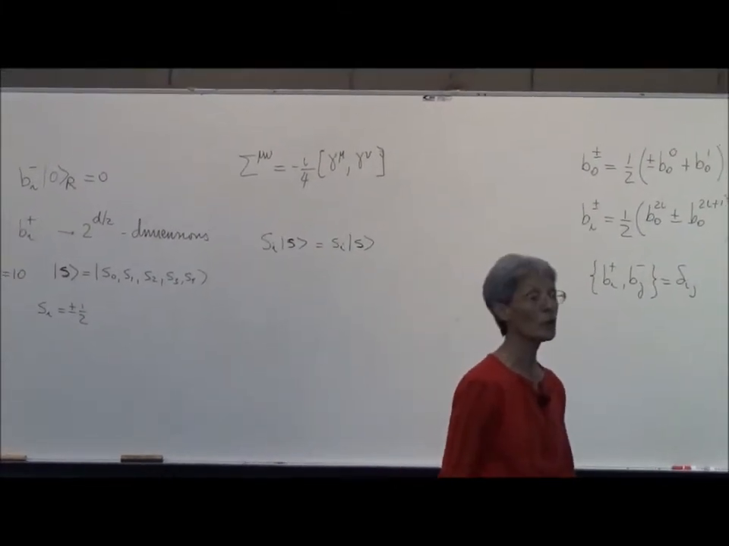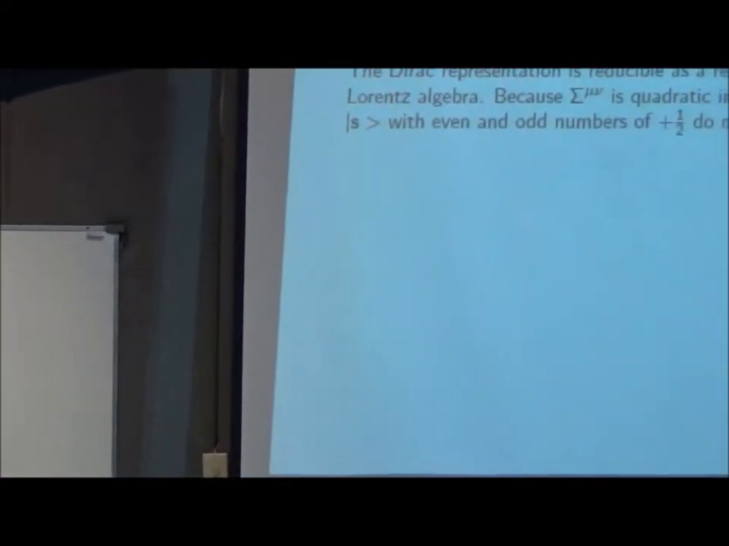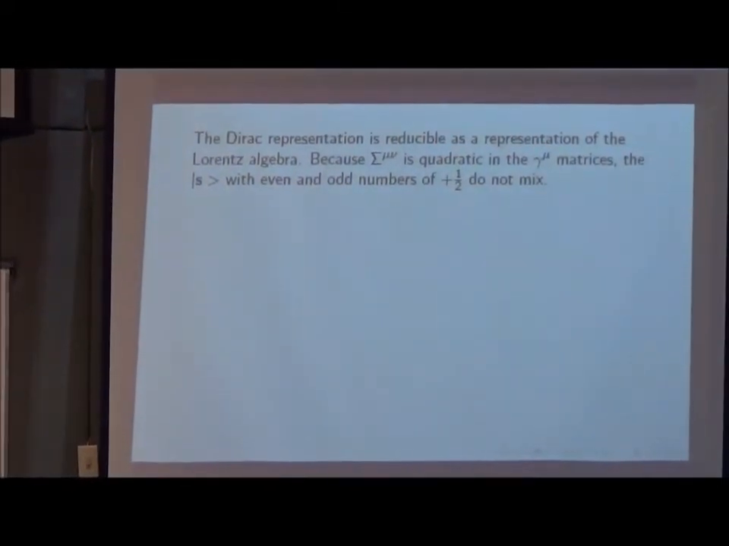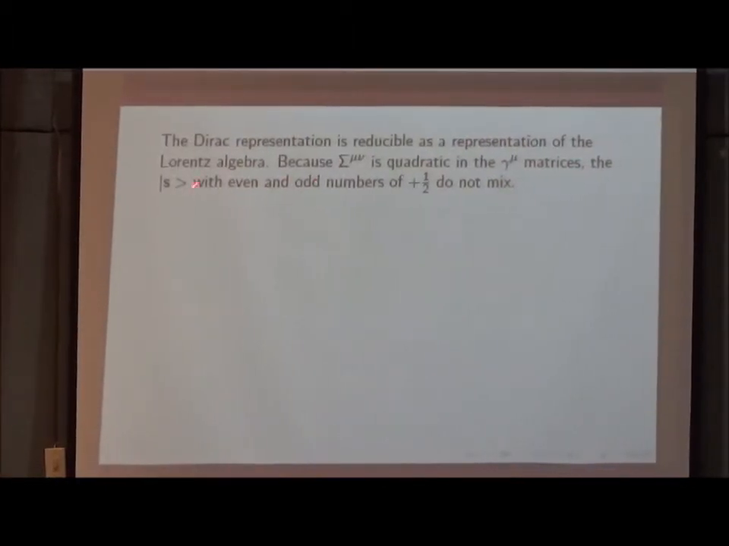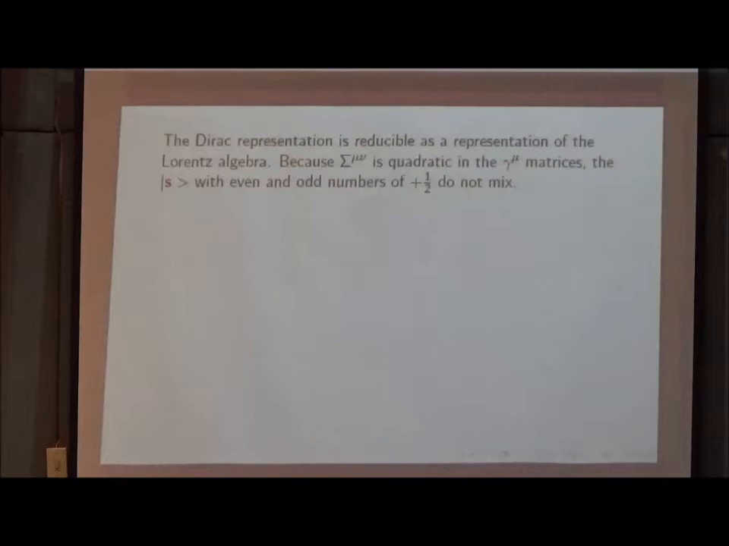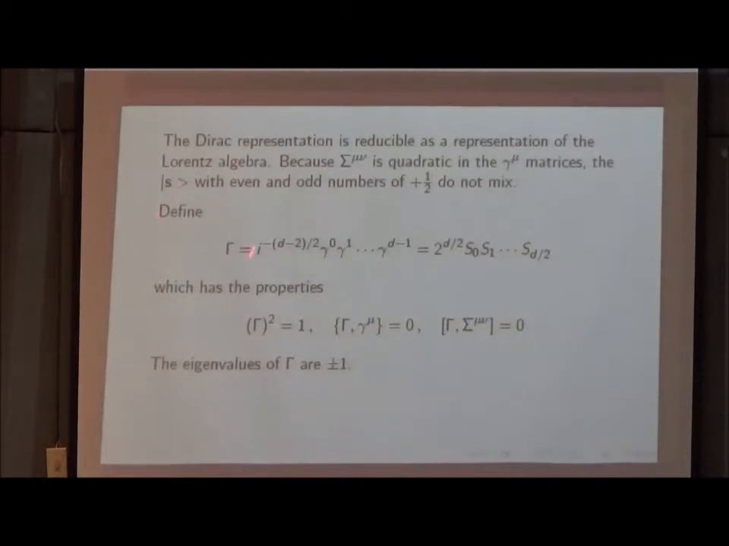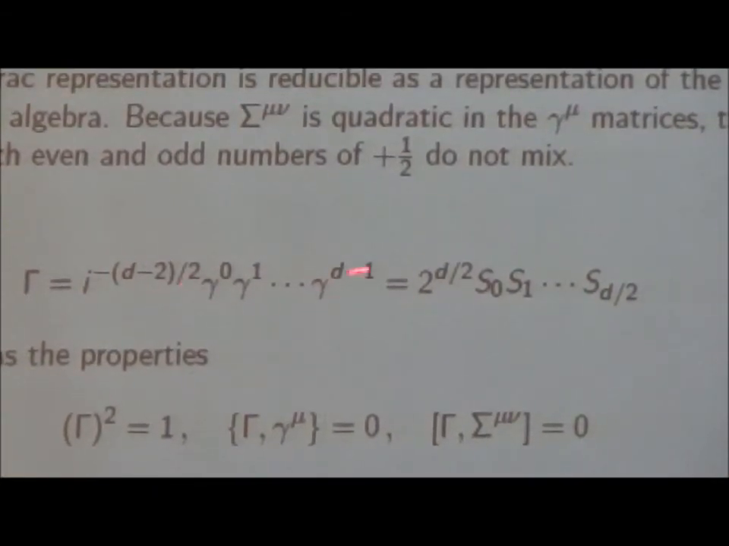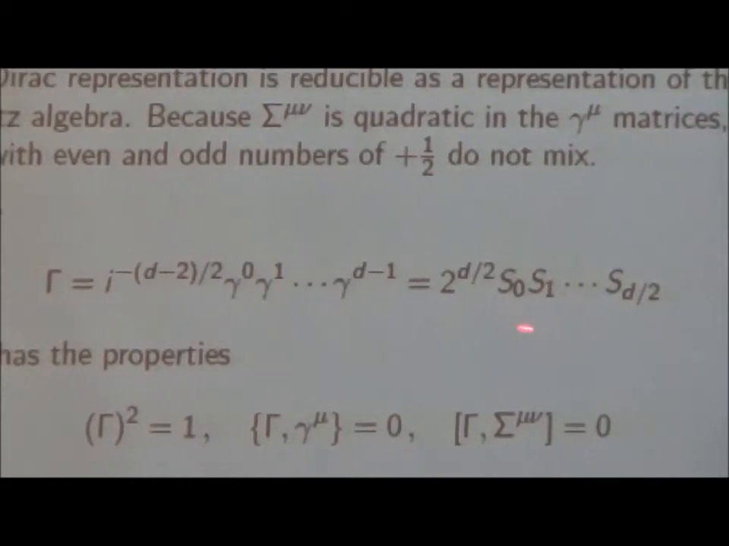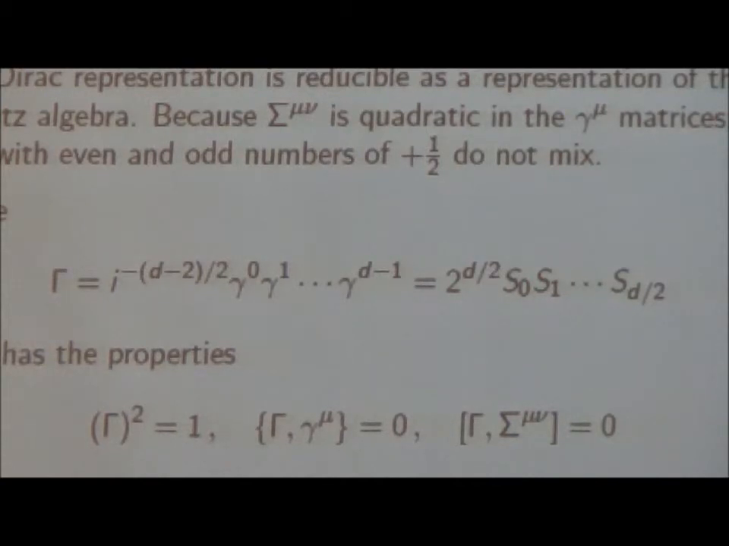Now the Dirac representation is reducible as a representation of the Lorentz algebra. Because these Lorentz generators are quadratic in the gamma matrices, the spinors with even and odd numbers of plus a half do not mix. So we have one representation with an even number of s equal to plus a half, and another representation with an odd number of plus a half, and these representations do not mix because the Lorentz generators are quadratic in the gamma matrices. So we can define this product of gamma matrices. This would be the equivalent of gamma 5 in 4 dimensions. So this is the chirality operator. It's a product of all gamma matrices in d dimensions. And I can write it in terms of this S_i, which I have written before.